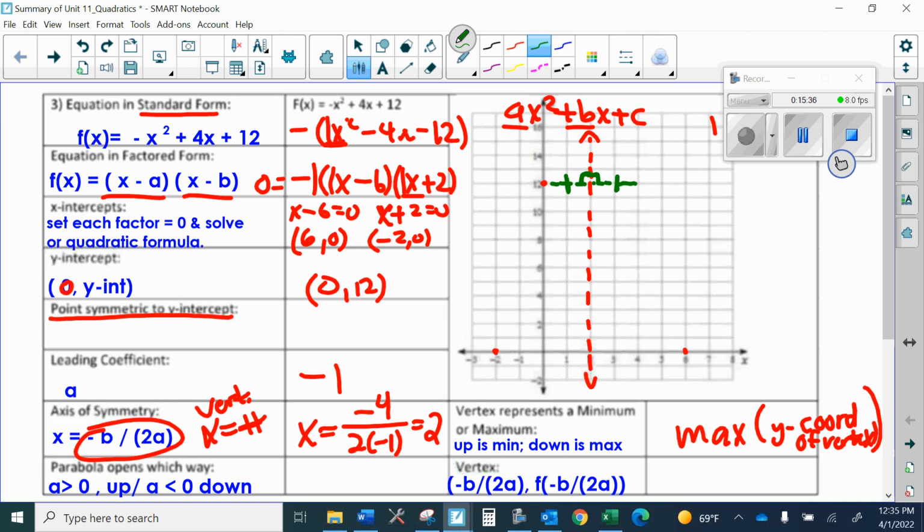So notice how far this is from here. That's 2. So I must go 2 out to the other direction. That would be the point symmetric to the y-intercept, since that is the y-intercept right there: 0, comma, whatever that is, 12. Okay, which you have right there. So what is this point right here? 4, comma, 12. Okay, so there's my point symmetric. 4, comma, 12.